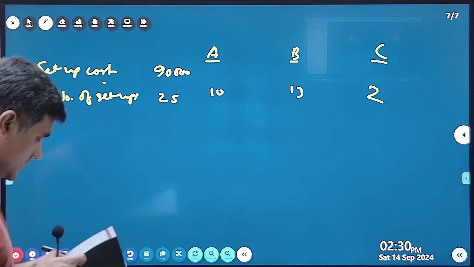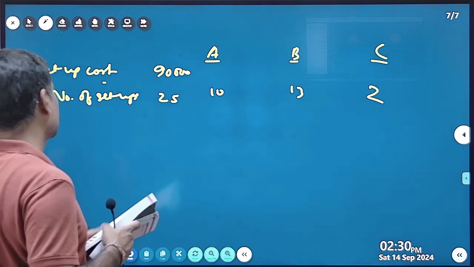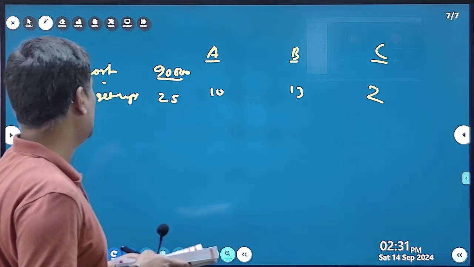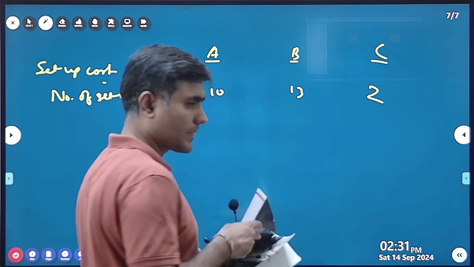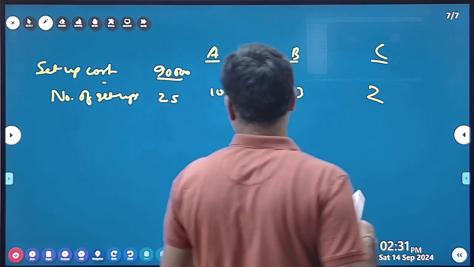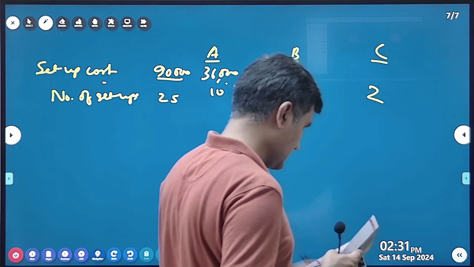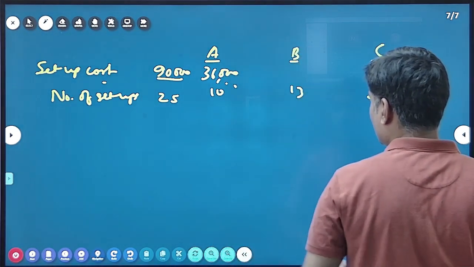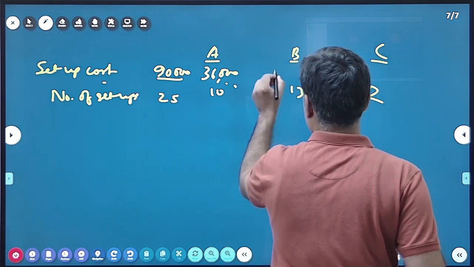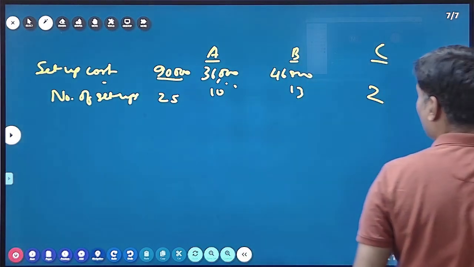So setup cost per unit. Setup cost will be how much? 90,000 divided by 25 into 10, that is 36,000. 90,000 divided by 25 into 13, that is 46,800. And 90,000 divided by 25 into 2.